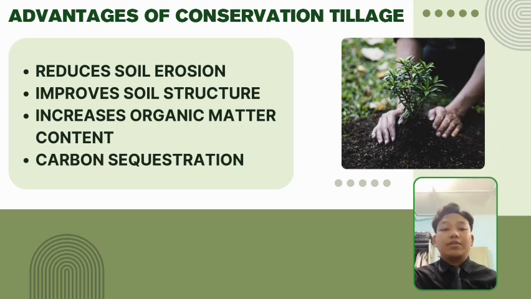It also increases organic matter content. Leftover crop residue gradually breaks down and adds organic matter to the soil. This improves soil fertility, supports microbial life, and boosts plant nutrient availability. The last advantage is carbon sequestration. Conservation tillage reduces greenhouse gas emissions by storing carbon in the soil and decreasing fossil fuel use.